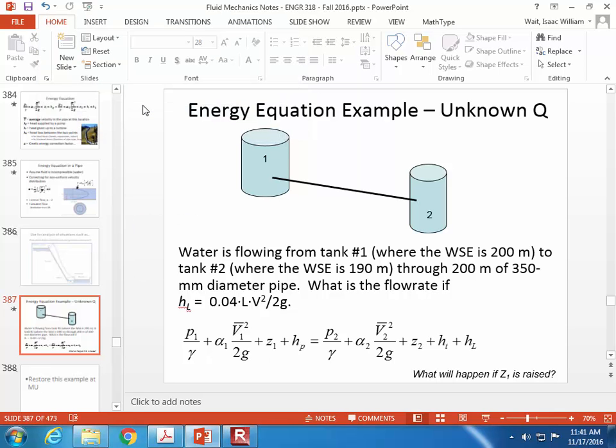Okay, so the question I just got is, here HL is 0.04 L V squared divided by 2G. The V means velocity. And what it's talking about is the velocity in the pipe, not the velocity at 1 or the velocity at 2. It's talking about the velocity that the water is going through the pipe. So that will end up being your only unknown when you substitute all the rest of the values into the formula.